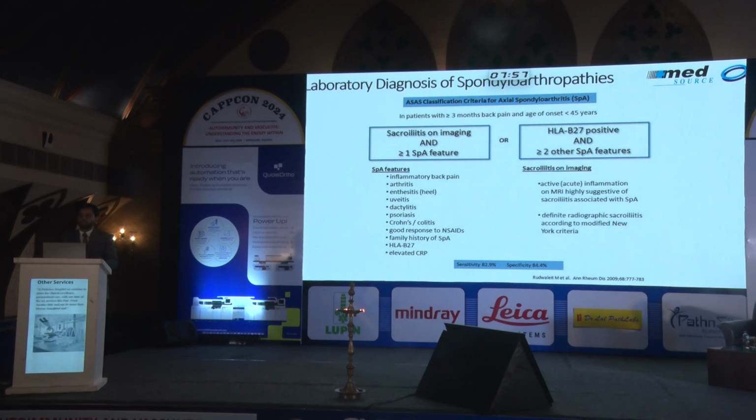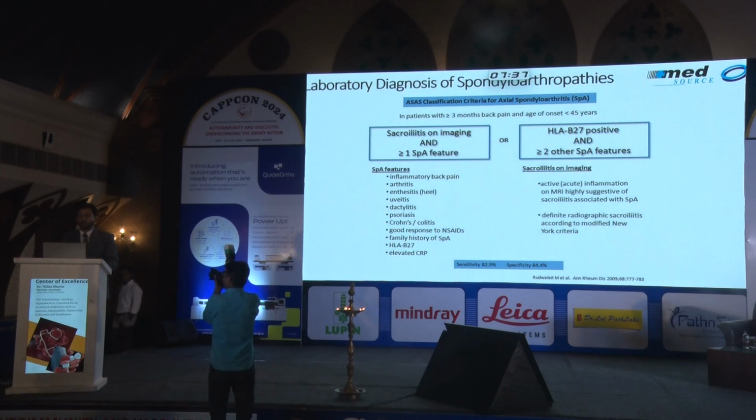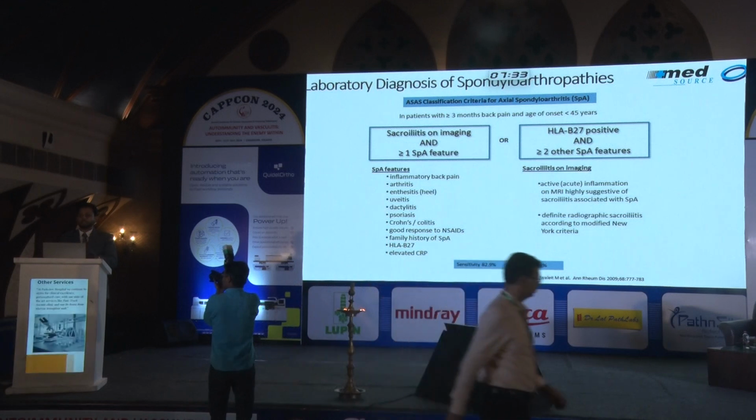Or otherwise, if the patient is found to be HLA-B27 positive, as we will be discussing later in the presentation, HLA-B27 holds a great correlation and very high incidence in AS. So if the patient is reported to be HLA-B27 positive, then any of those 2 clinical SPA features along with HLA-B27 positivity would be considered as a clear-cut case of SPAs.